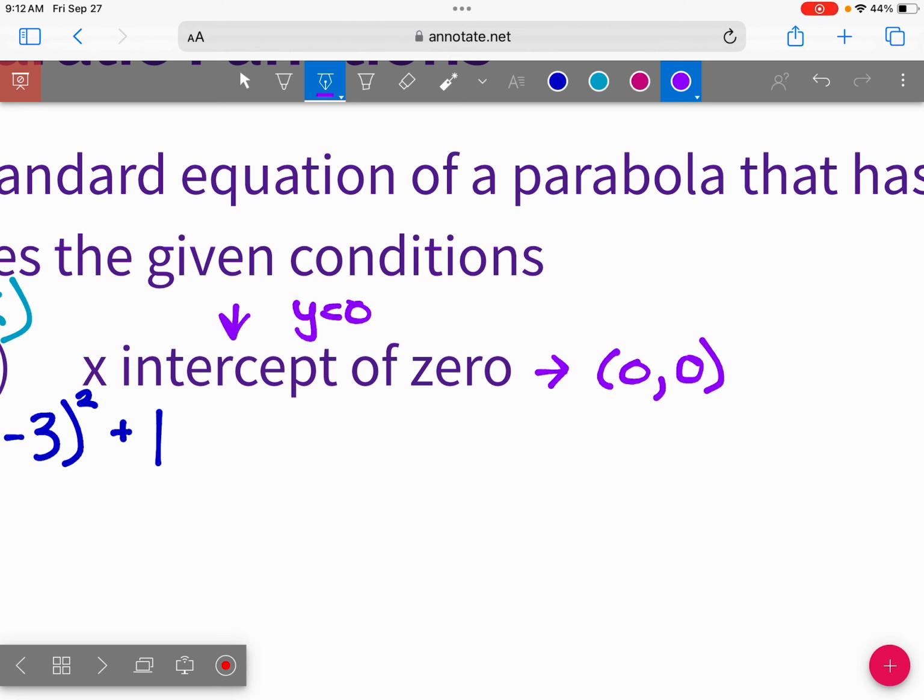So this is the point we need to substitute in to find our a. We need an x and a y. If I'm solving for a letter, I need to have only one letter left. If we have 2 letters, we cannot finish solving it. So this is where we substitute in our 0 equals a times 0 minus 3 squared plus 1.